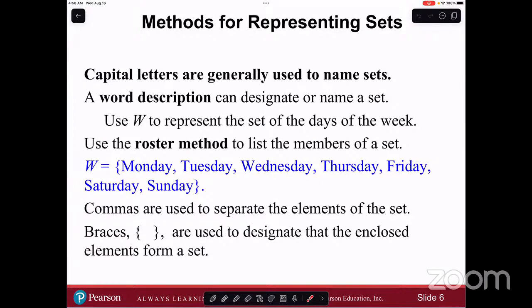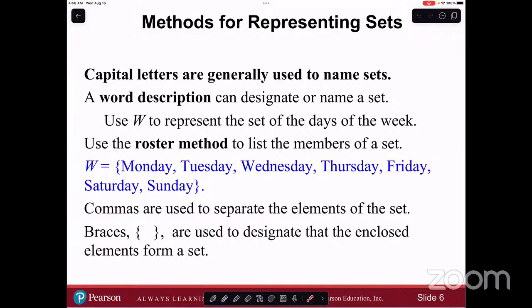Methods for representing sets. So capital letters are generally used to name sets. A word description can designate or name a set. Use W to represent the set of days of the week, right? So this is just an example. Use the roster method to list the members of a set. So the days of the week W: Monday, Tuesday, Wednesday, Thursday, Friday, Saturday, Sunday, right?